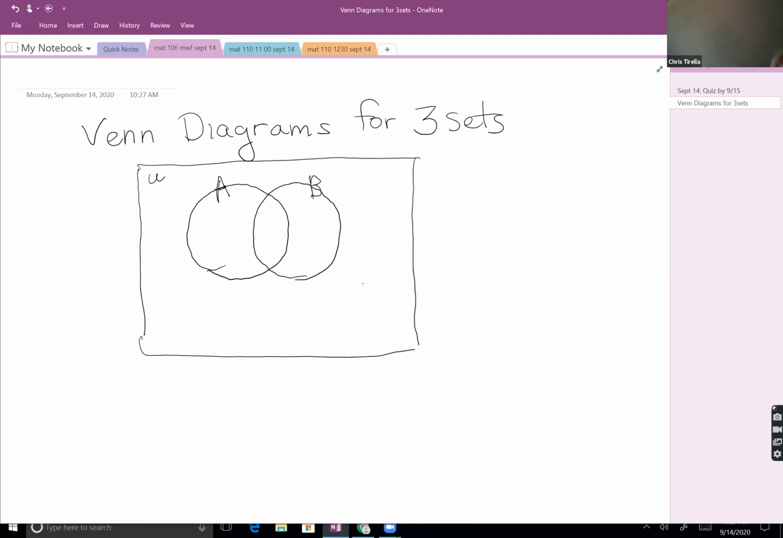If I add a third set C, we have to leave the possibility that there are some things in just C, some things common to C with A, some things common to C with B, and some things common to all 3. So when we add a third set, we put the third loop like this, C.